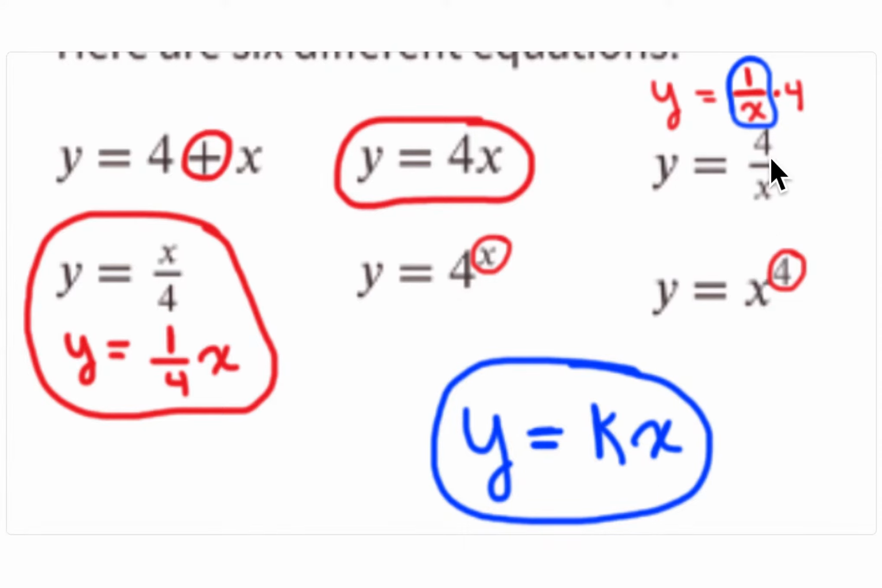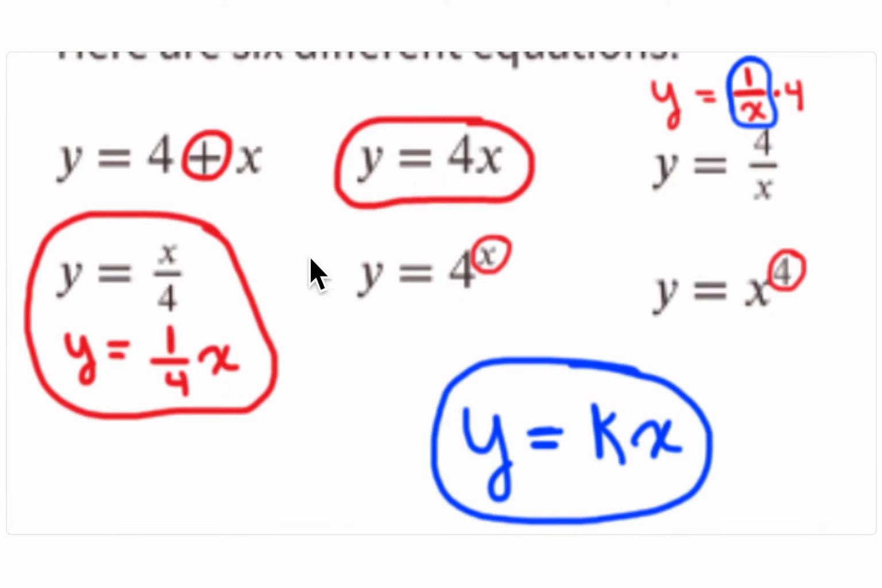Y equals 4 divided by x. Well, that's 1 over x times 4. That's 4 divided by x. But this equation is y equals k times x, not k divided by x. So this equation you cannot get into this format. And the last one right here is y equals x to the 4th power. So 2 to the 4th power, 3 to the 4th power, 4 to the 4th power. And again, you cannot get this equation into this form.